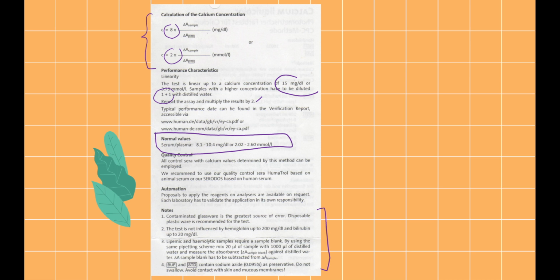Next, lipemic and hemolytic samples require a sample blank. So by using the same pipetting scheme, mix 20 microliter of your sample with 1000 microliter of distilled water and measure the absorbance against distilled water. The sample blank has to be subtracted from the absorbance of your sample, which you did in number 2.